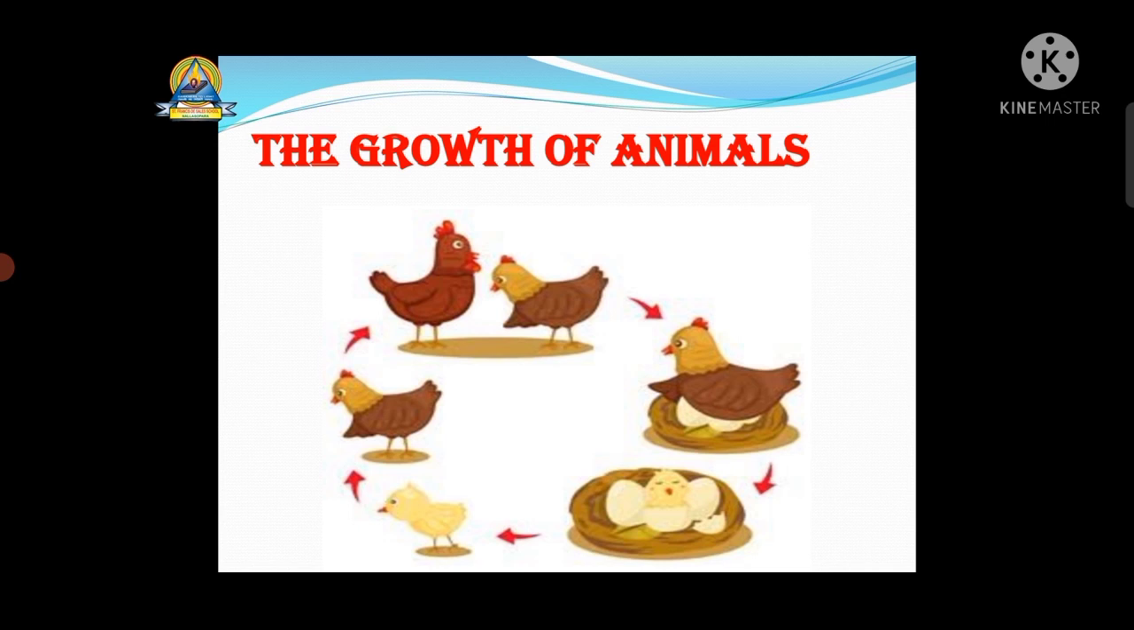Next one, use your brain power. What are the similarities between the hen and her chick? The similarities are both have two wings, both have two legs, both have two eyes, and both have one beak. So they look like each other, and their body parts are similar. And one more thing, their body is covered with feathers. So this is regarding the growth of animals.